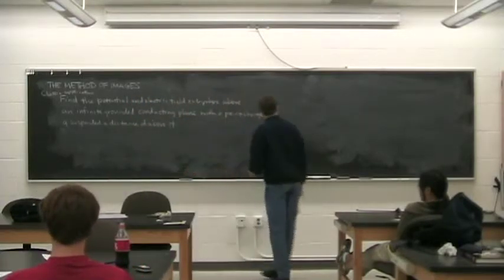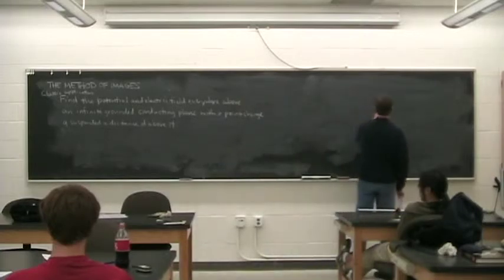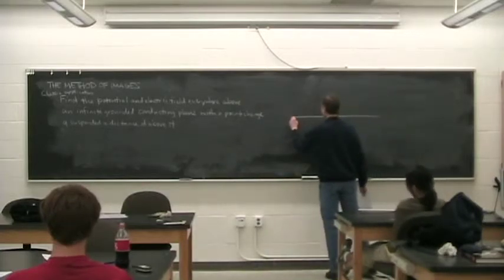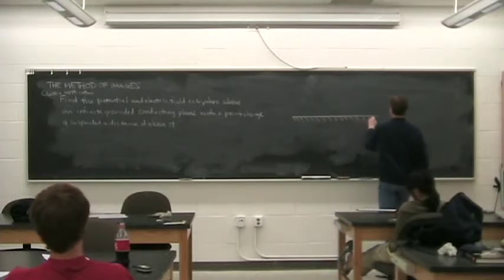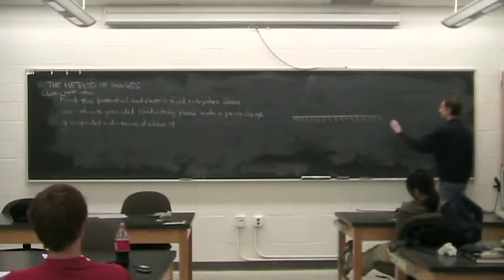Anyway, we've got a grounded conducting plane with a point charge above it. And it's infinite. So I'll draw a side view here. I don't know what I got in the notes here. Here's my grounded conducting plane.